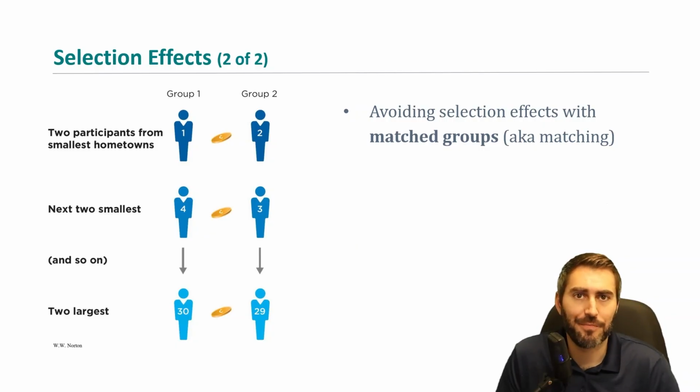Look at the graphic here. Say we're worried about participant characteristics like hometown size. We look at our sample, take the 2 people from the smallest hometowns, and randomly assign one to group 1 and one to group 2 using, say, a coin flip. Then we take the next 2 smallest and do the same thing all the way down to the 2 youngest. By matching pairs on a specific variable and then randomly splitting them, we guarantee that both groups are completely even on that characteristic from the start.